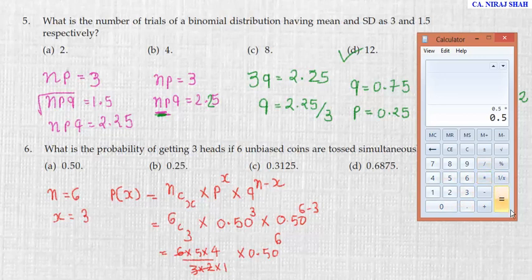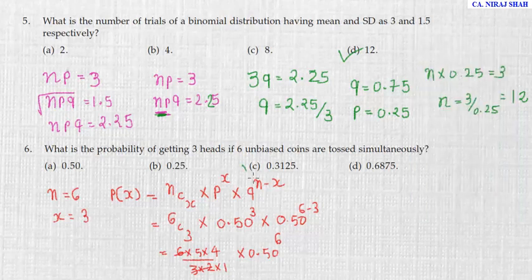Into, I can press the equal to button 5 times: 1, 2, 3, 4 and 5. So this is 0.015625, which is nothing but 0.5 raised to 6, and I should multiply it by 20. 5 into 4 into 20 is equal to 0.3125. So our answer in this case is 0.3125.